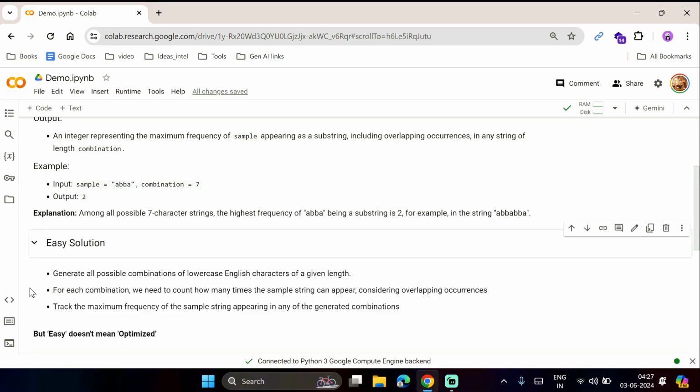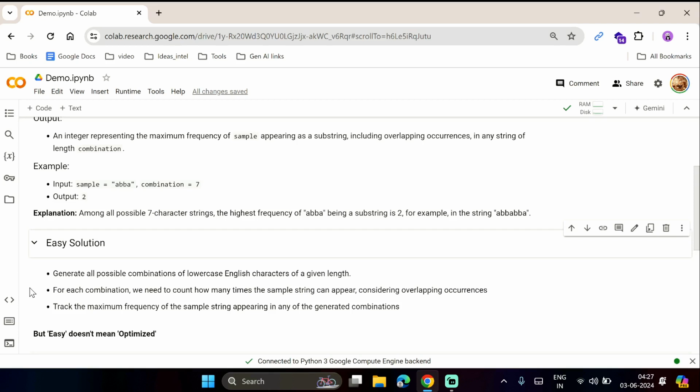The easy solution often is a brute force approach, which is easy to think through, but it's usually not very intelligent, or it might provide you with some difficulty in terms of the space complexity or the time complexity.